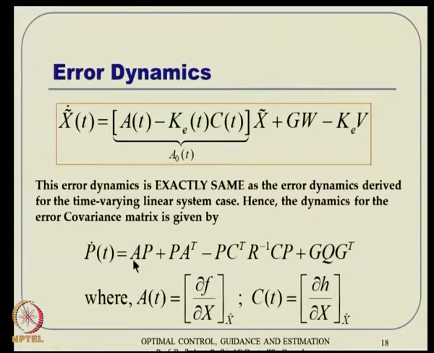The only thing is, remember, A of t and C of t are not really given to us, but they have to be evaluated every time at the most updated value of this x hat, and that is the only difference.